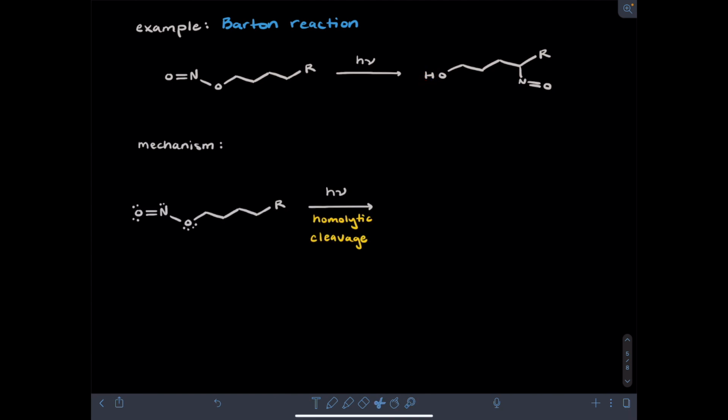The first step of this mechanism, which is aided by light, is a homolytic cleavage event. This is going to break the weakest bond in the molecule, the nitrogen-oxygen single bond. So I'd use 2 curved arrows, breaking that bond and distributing the electrons from that bond evenly between nitrogen and oxygen. This generates an NO radical molecule and an oxygen radical.